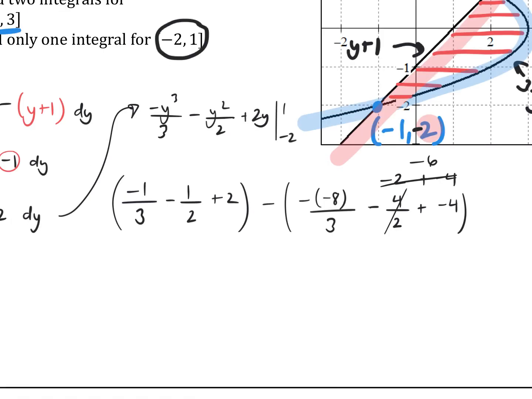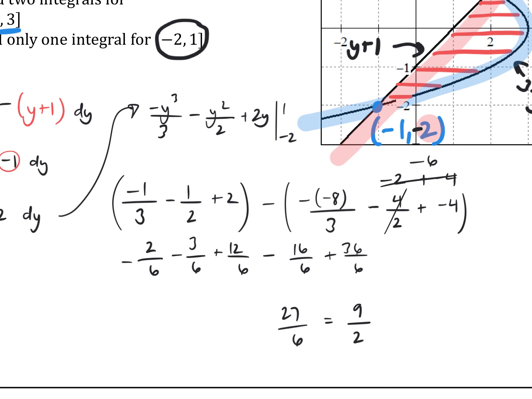The rest of this simplifying can be done by making common denominators, so I'm going to make them into 6. That's how my brain works. And then this becomes minus positive 8 over 3, which is actually 16 over 6. And then negative 6 is a positive 36 over 6. If I add all those numbers on top together, I end up getting 27 over 6, or 9 over 2, or 4.5. All of those answers would be fine.